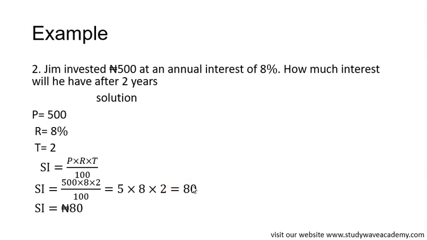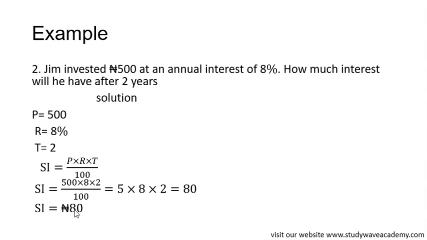Okay? Do you understand? So Jim invested 500 naira, and in 2 years he will have 80 naira interest. He invested 500 naira at the rate of 8%. Okay? So after 2 years, he's going to have 80 naira extra. Do you understand? He's going to have an extra money of 80 naira.